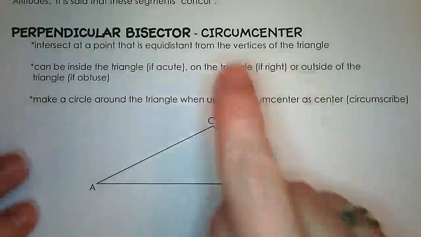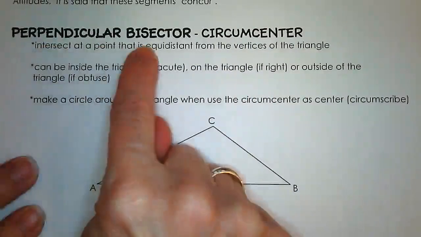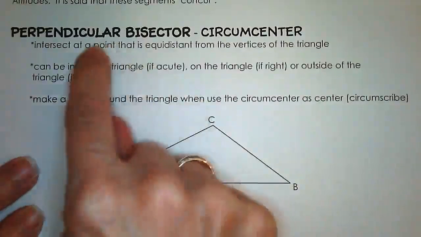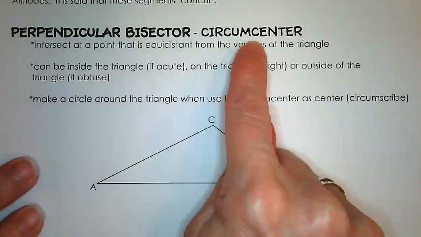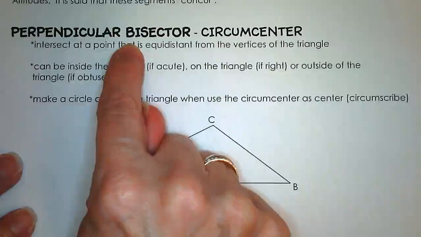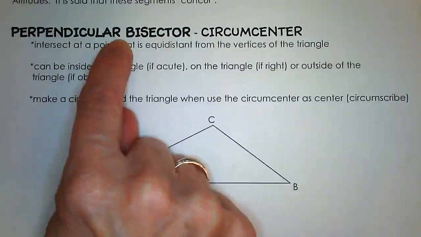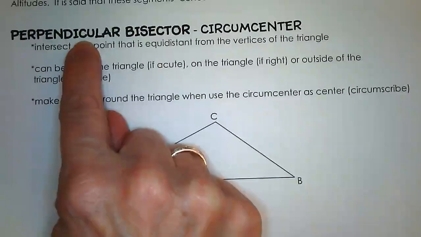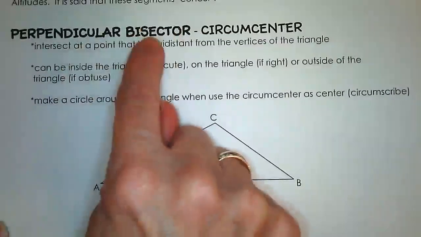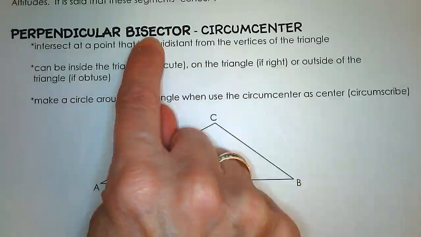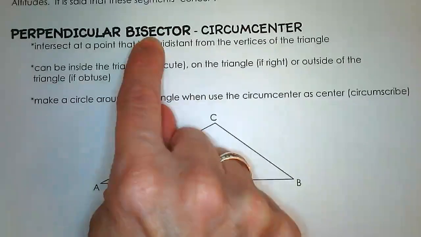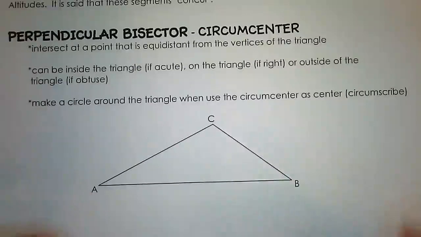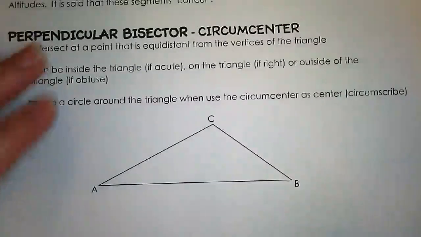Okay, so first thing, we're going to find the perpendicular bisectors of this triangle, and then where they meet is called the circumcenter. So first up, we need to find the perpendicular bisectors. Perpendicular means that it's going to meet at a right angle. Bisector means it's going to cut it in half. A triangle has 3 sides, so there are 3 perpendicular bisectors. So we're just going to do one side at a time.